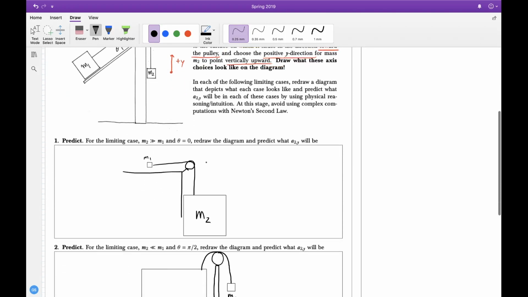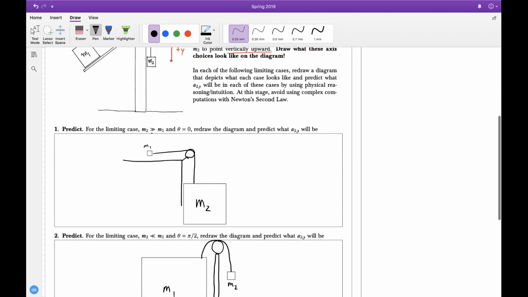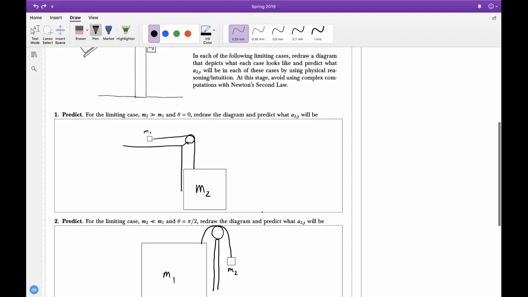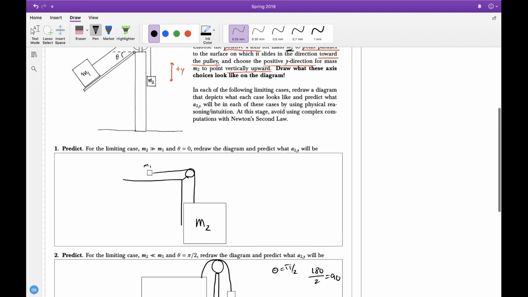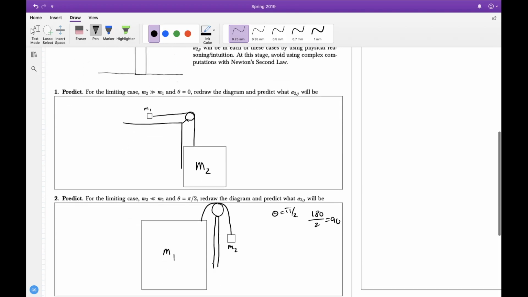And I've also gone ahead and pre-drawn these limiting cases. So in the case where M2 is much bigger than M1 and where theta is equal to 0, and over here theta is equal to pi over 2. Pi over 2 is just 180 divided by 2, which gives you 90 degrees. If this is theta over here, 90 degrees would essentially be when this plank is all the way down, just like this.